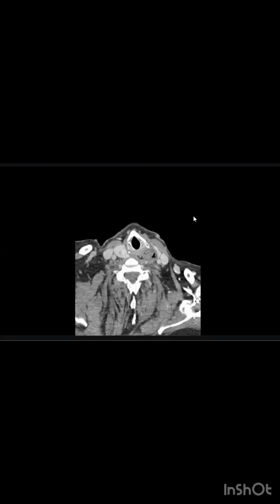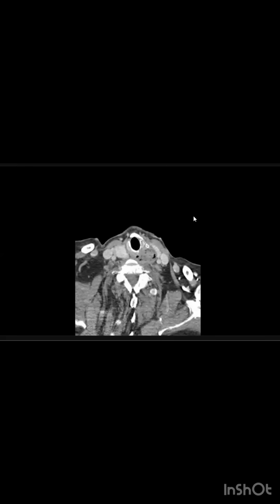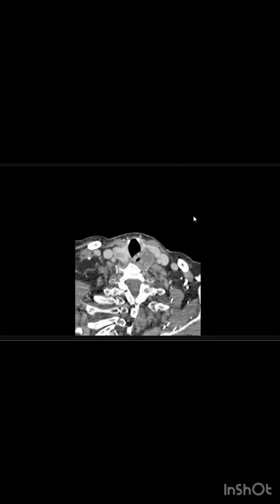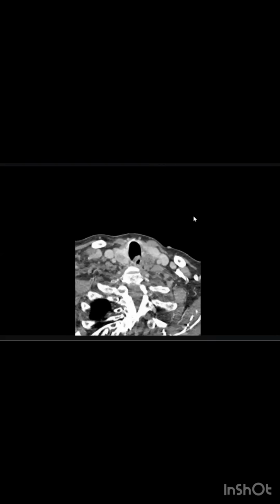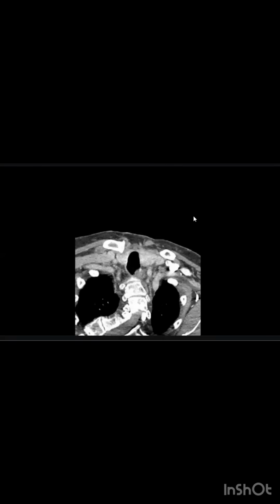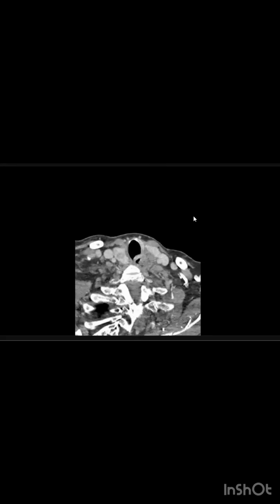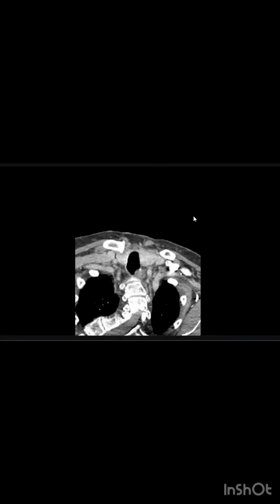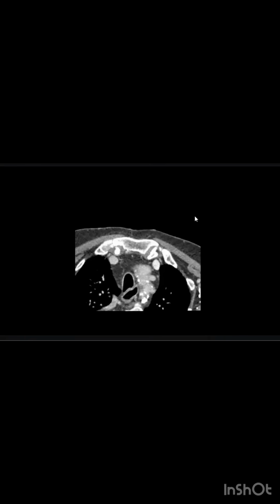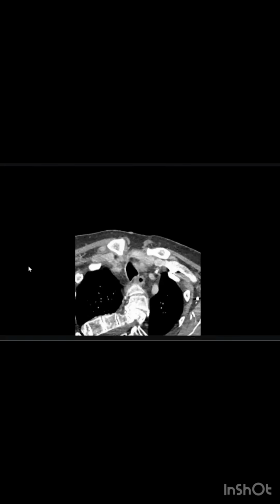Other than that, I can appreciate the vessels are well opacified with contrast. There is a sub-centimeter nodule within the right lobe of the thyroid gland, which appears somewhat hypodense relative to the rest. On the bones, an abnormal curvature could be appreciated, and I would like to reconfirm it on the coronal view that you have shown me previously.